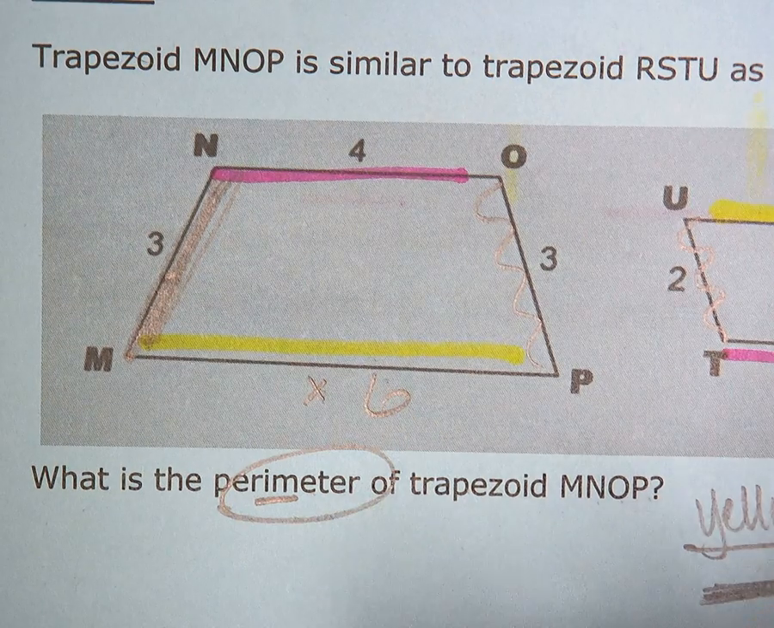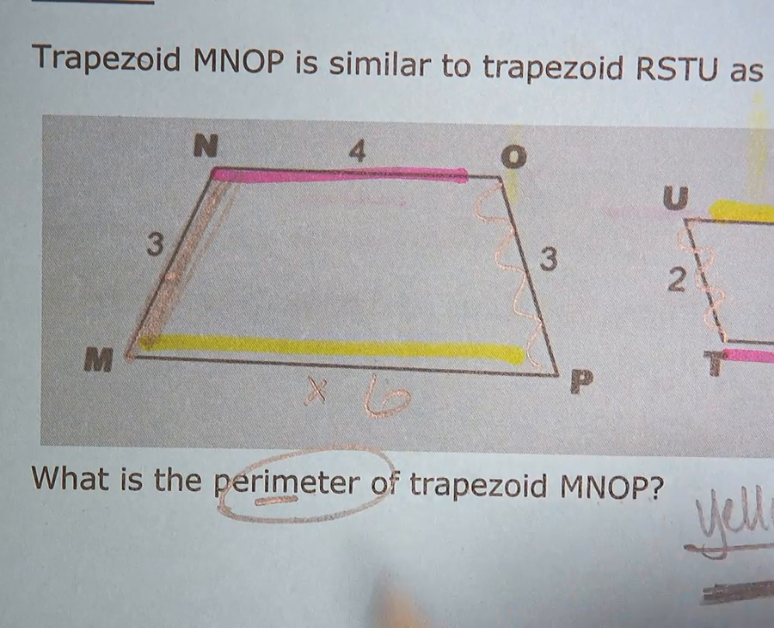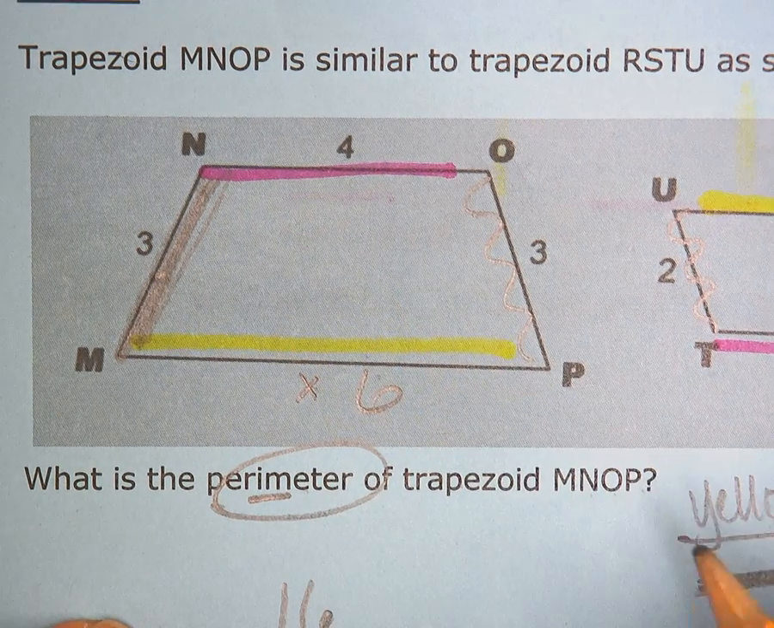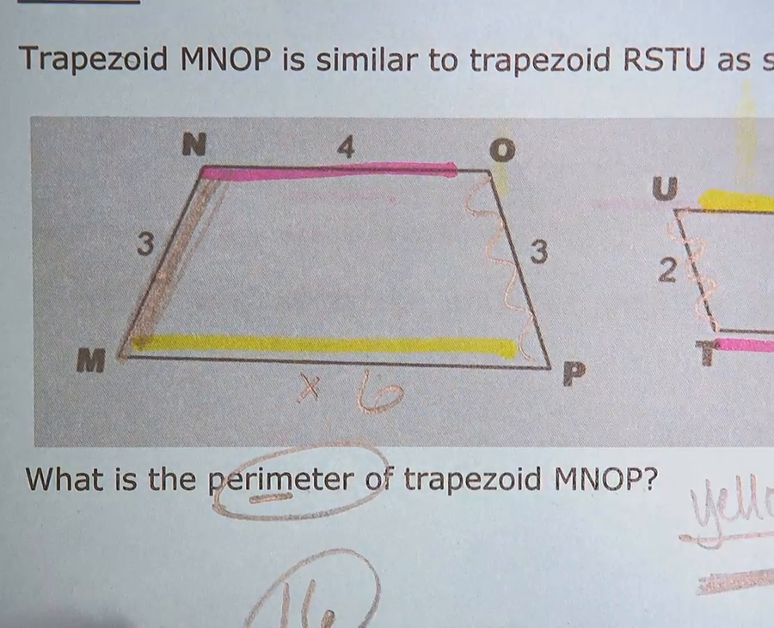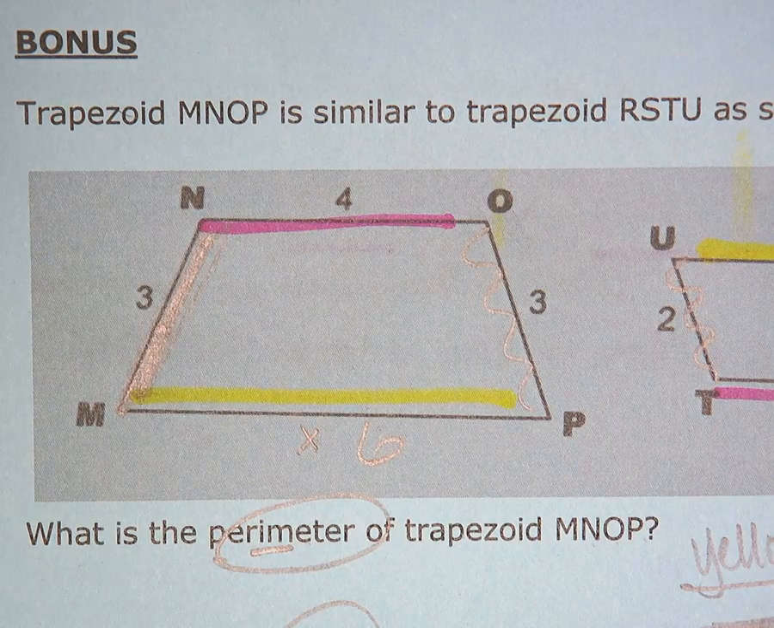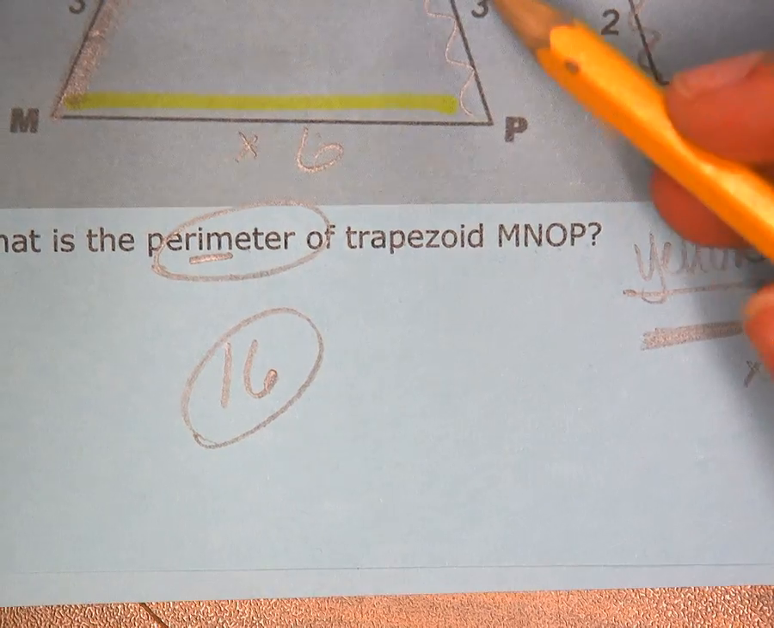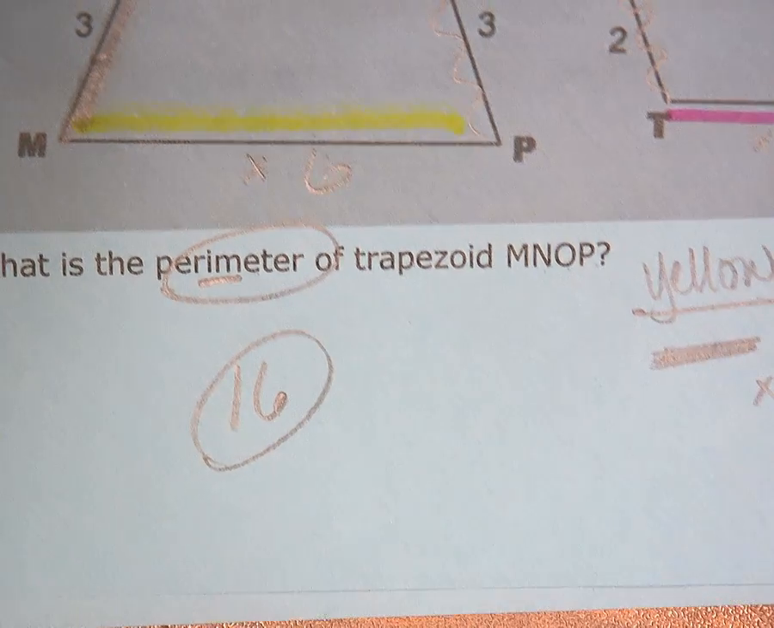That's 6, but it's asking for perimeter, so you have to add those together. 6 and 4 is 10 and 3, so 16 is the perimeter. 16. And I don't have a unit because these don't have units on them, so that's my answer for the bonus.